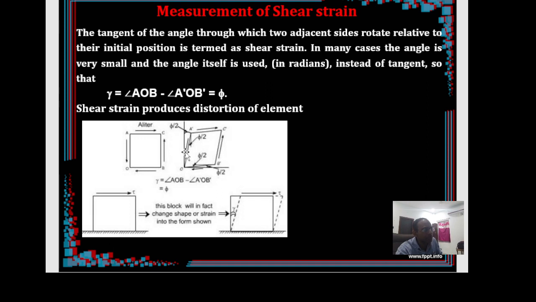Because the angles are very small, sine and tan can both be taken as the angle itself, right? So although it is tan gamma, we will simply say gamma, the angle undergone by the two adjacent sides AOB and A dash O dash B dash, which is before the application of the load and after the application of the shear load or shear stress. Now that gamma is angle AOB minus angle A dash O dash B dash, right? So this pi by 2 plus pi by 2 together give the shear strain value.